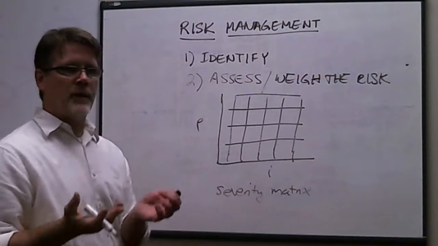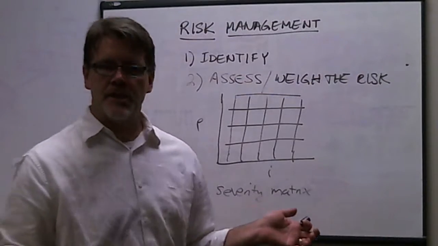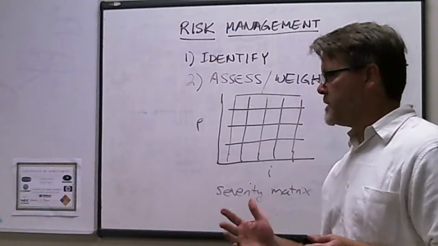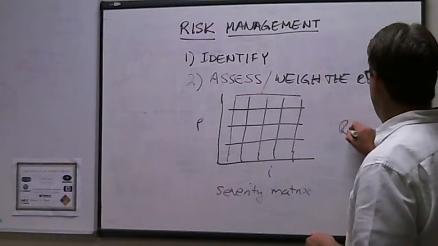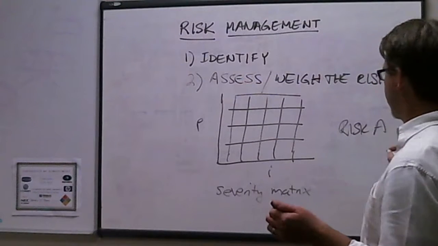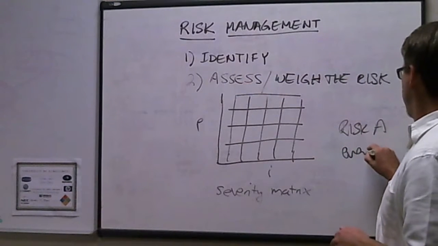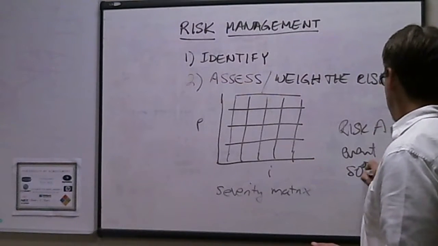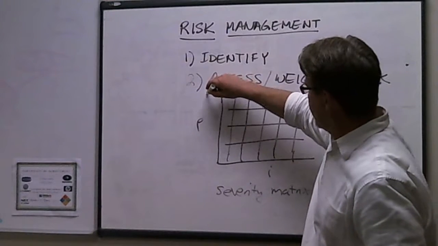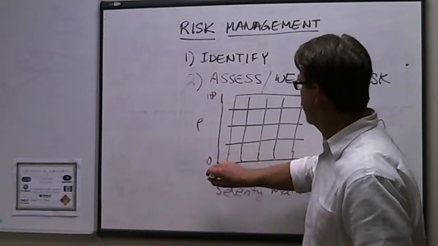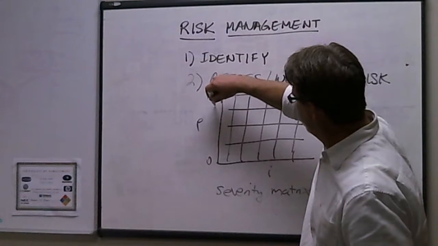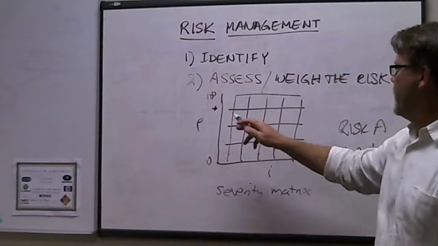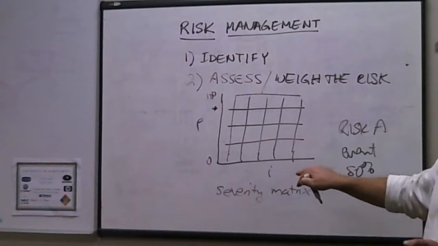And so if you have a risk that's been identified, let's just call it risk A. Risk A is an event that has an 80% chance of occurring. If this is our scale of percentage, we call this 100, we call this 0. So 80% is roughly around this way on our y-axis. So we have an 80% chance of the risk happening.